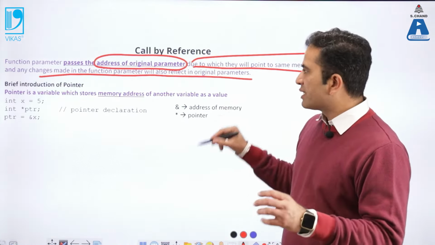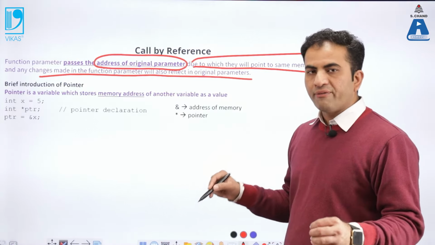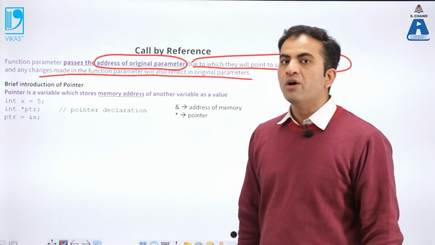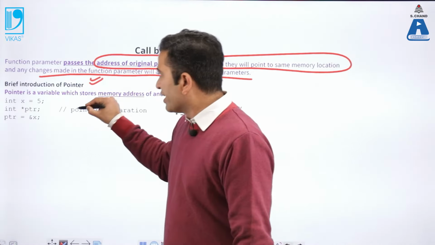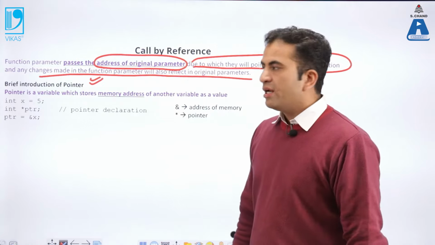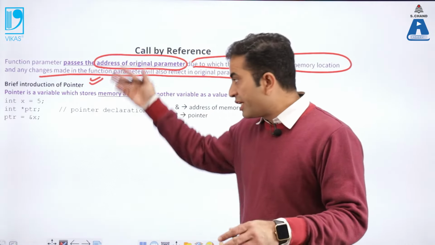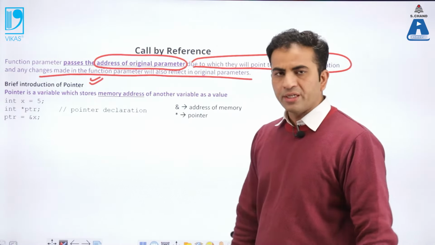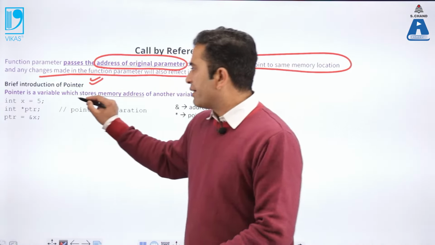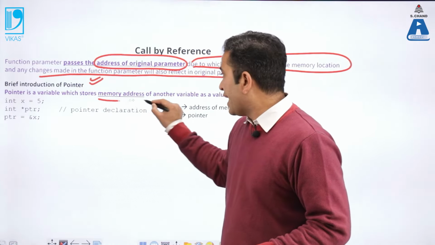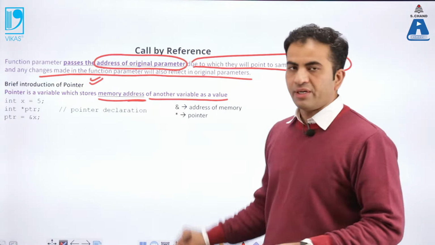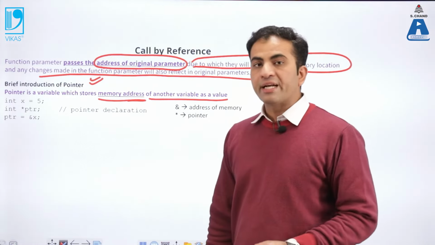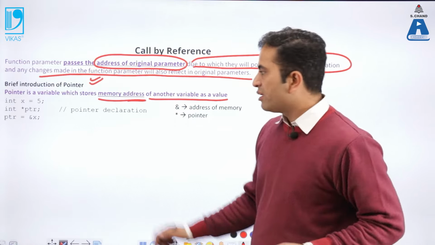Okay, so to understand the concept of call by reference, first of all I need to give a very brief introduction to pointers, because we need to use the concept of pointers in call by reference. In upcoming lectures we will study pointers in depth, but here we will introduce the concept of a pointer in a very small manner. A pointer is a variable which stores the memory address of another variable as a value. I am again repeating, a pointer is a variable which stores the memory address of another variable.